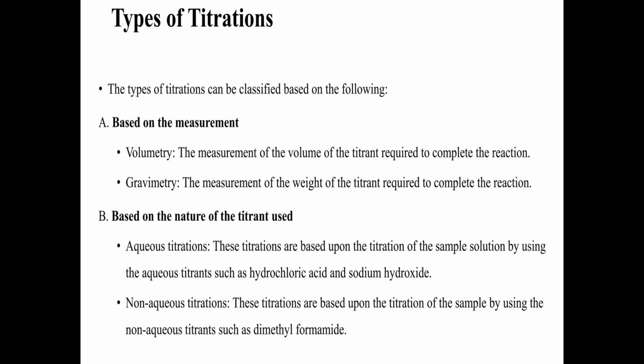So the first is the type of titration based upon the measurement. First is volumetry: the measurement of the volume of titrant required to complete the reaction. Here, how much volume of the titrant we have taken to complete the reaction is known as volumetry. And what is gravimetry? The measurement of the weight of the titrant required to complete the reaction. So these are the two basic types of titrations, depending upon the volume or the weight of that particular substance.